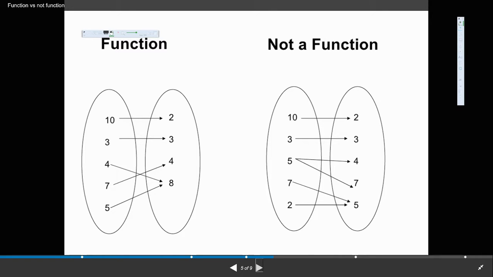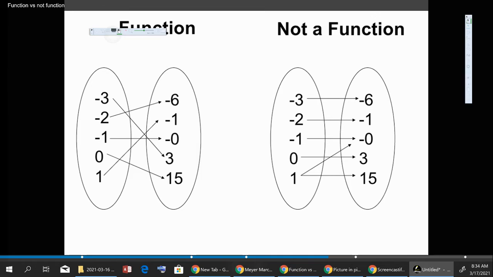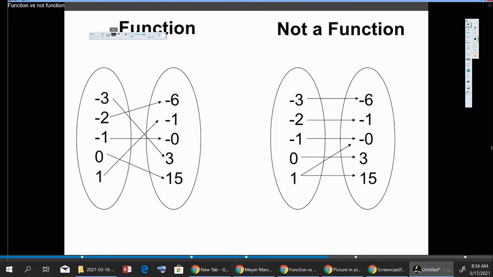No good. Right? So again, the one on the left is a function because every X value, the numbers on the left, have an arrow to just one Y value or output. The one on the right fails because right here, this number 1 has an output of 0 or has an output of 15. That is no good. We don't like that because again, it's a mystery what the output's going to be.